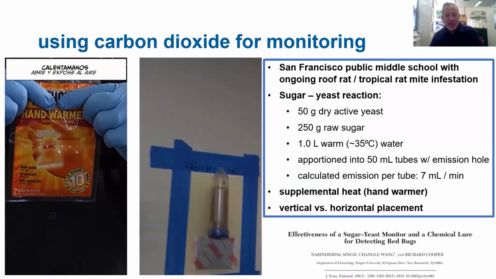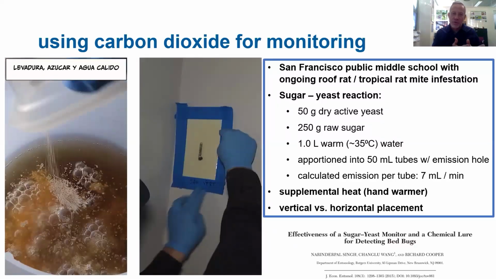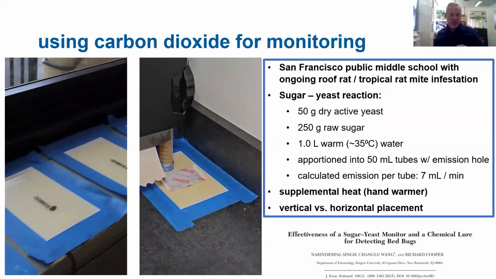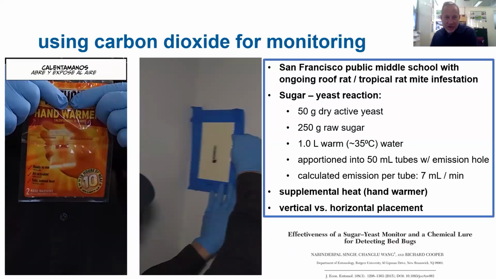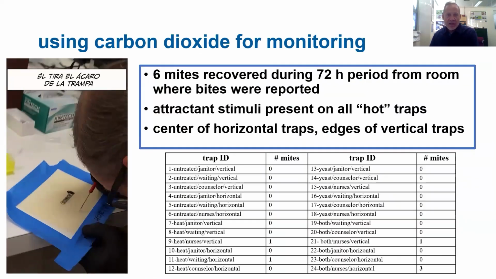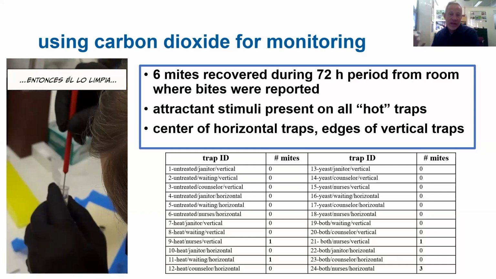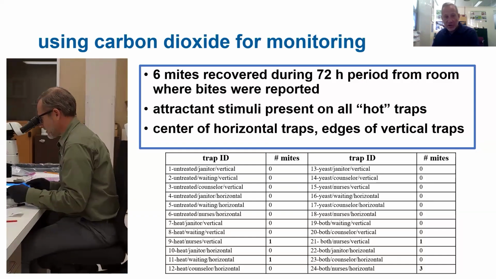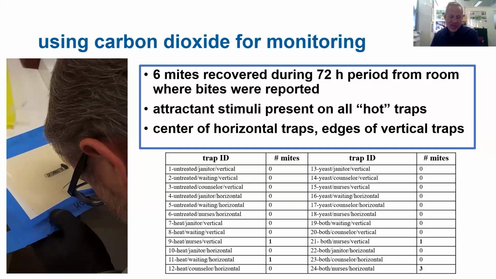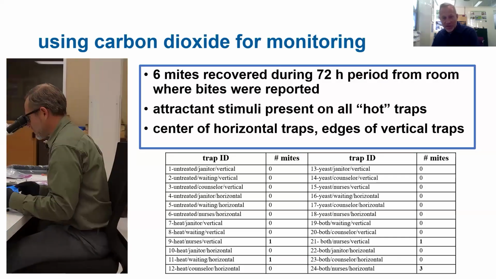But basically we started using vertical placements. We compared the vertical placements of our monitors to our horizontal placements, and we also utilized heat and carbon dioxide to trap mites. And in fact, we did see that our vertical placements were more successful, and utilization of heat and carbon dioxide were more successful at catching mites. This was a public school setting in San Francisco. And so this is experimental.